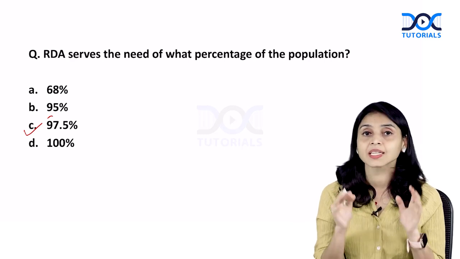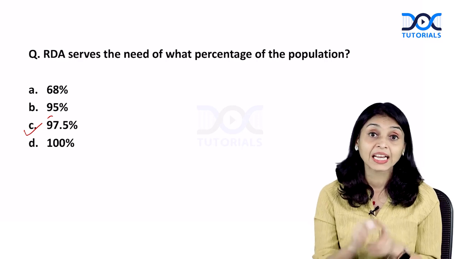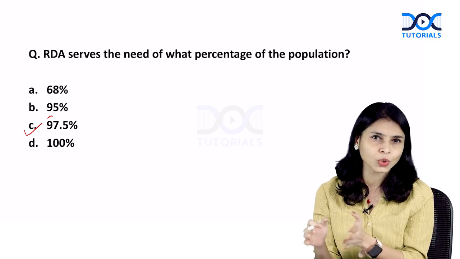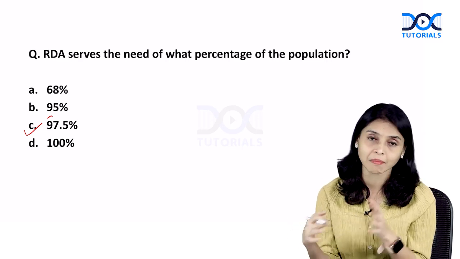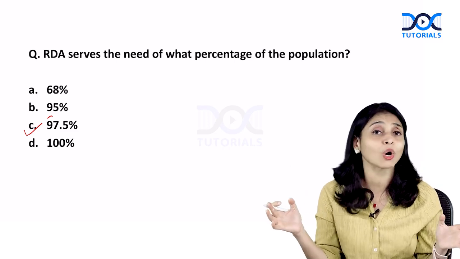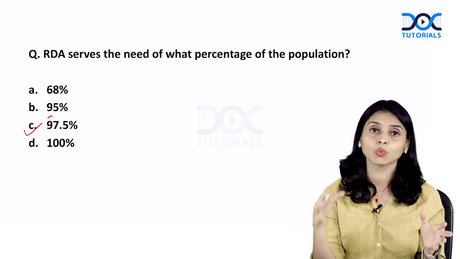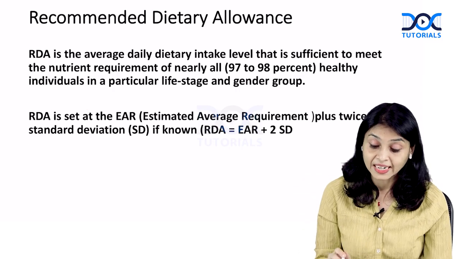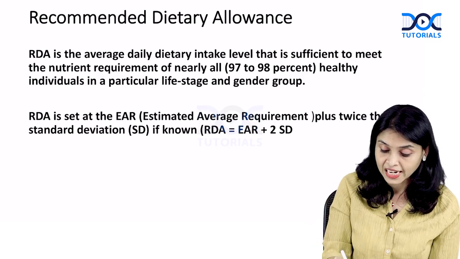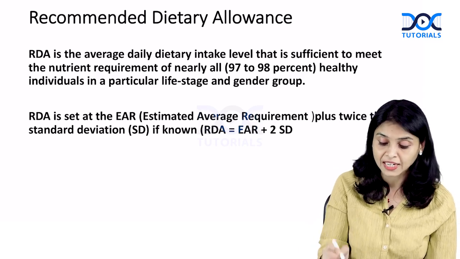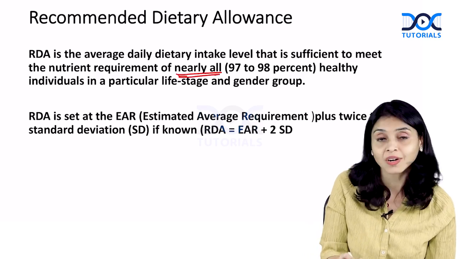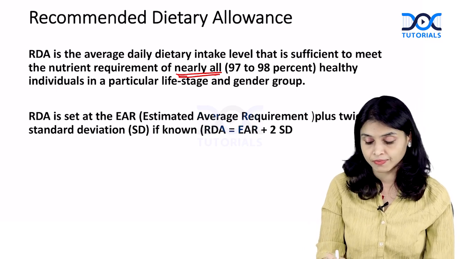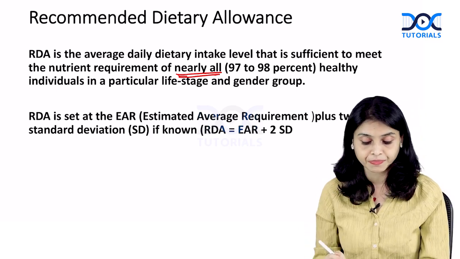Okay, RDA is for satisfying the needs of 97.5% of people in that population. The remaining 2.5% will not come under RDA, they may have some other requirement. So, you can't satisfy all the 100%. There may be some people who are very much away from the normalcy, right? Recommended dietary allowance or RDA is the average daily dietary intake that is sufficient to meet the need of nearly all healthy individuals. Nearly all is also an MCQ. Nearly all means 97.5%.